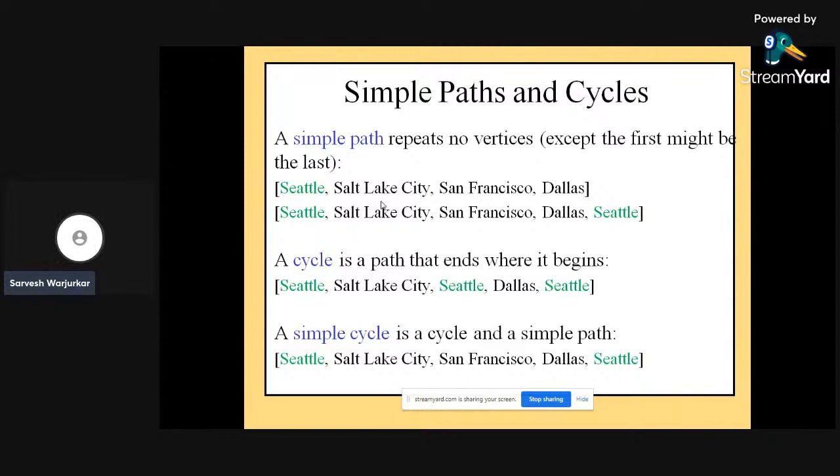And a cycle is a path that ends where it begins. As simple as that. A simple cycle is a cycle and a simple path. It starts from the city and ends at the city where it begins as well. This is all about the simple cycle.